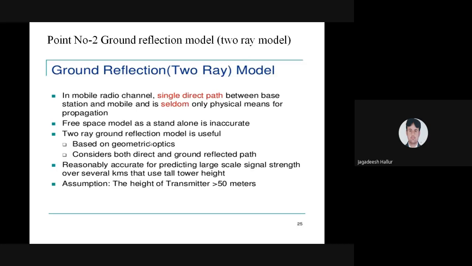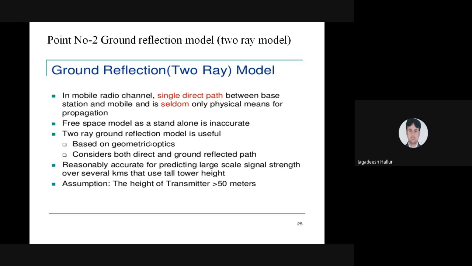In this ground reflection model, we have two rays. One is the direct line of sight wave, and the second is the ground reflected wave. The ground reflection model or two-ray model has these two waves.